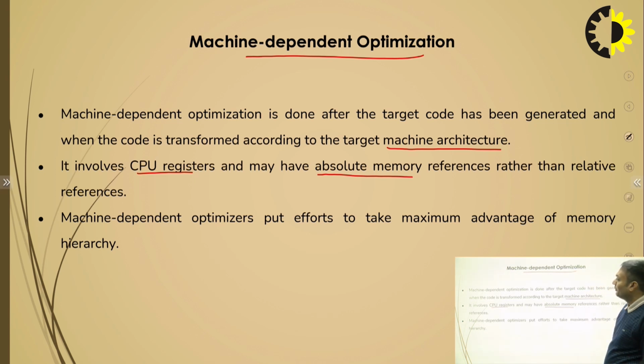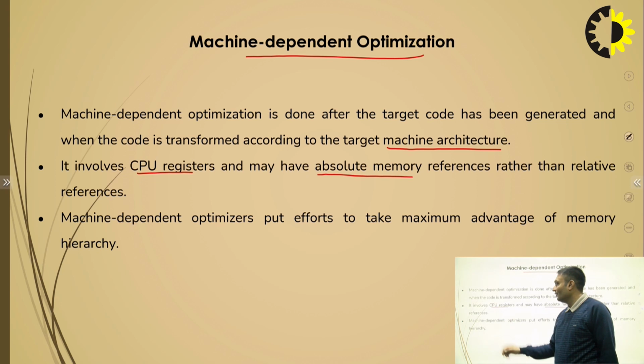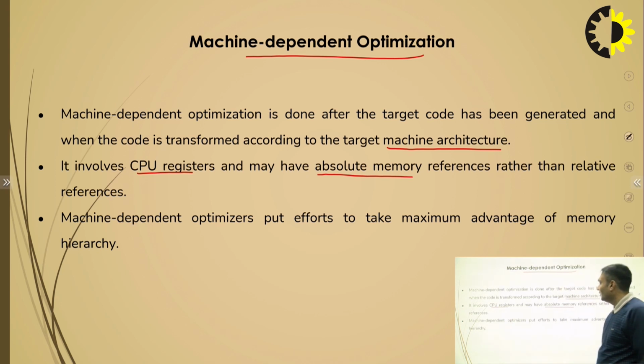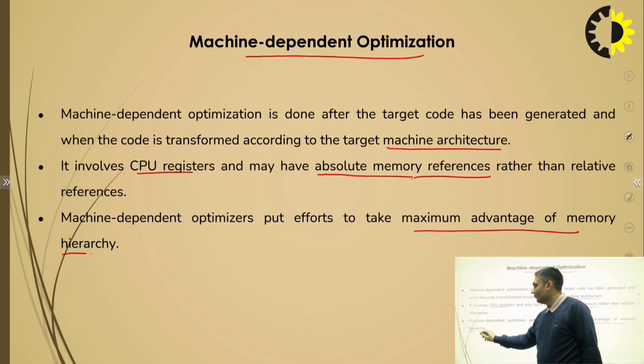So in machine dependent optimization, the CPU cycles will be considered, CPU registers will be considered, and absolute memory references will be considered when we are performing machine dependent optimization. So a machine dependent optimizer puts effort into taking maximum advantage of the memory hierarchy.